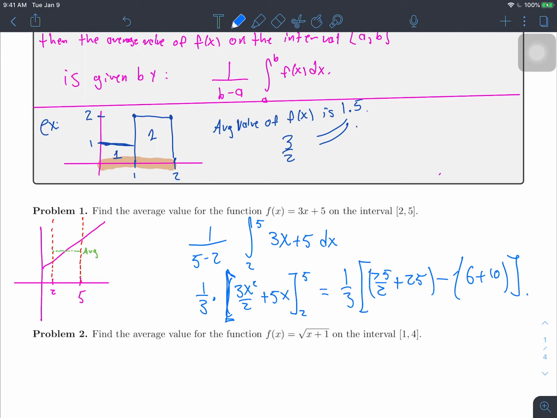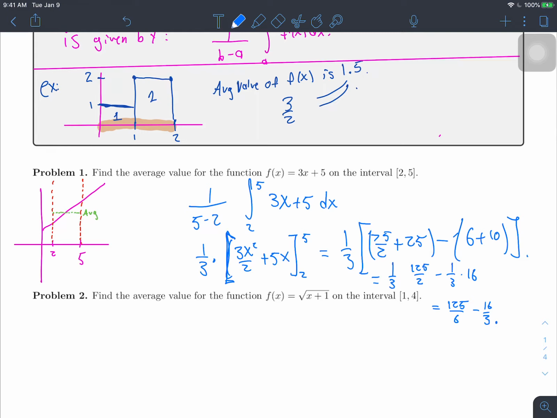Okay. So I guess we can multiply it out. That's 1/3 times 75 halves plus 50 halves, which is going to be 125 halves. We'll subtract 1/3 times 16. So we'll get 125 over 6 minus 16/3, something like that.